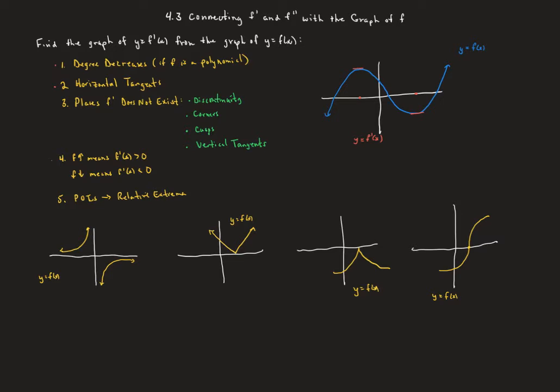We also need to recognize that when the original function is increasing, then our derivative must be positive, and when the function is decreasing, the derivative must be negative. And then we'll combine that with any place the original function has an inflection point, which is going to correspond to a relative min or max in the graph of the derivative.